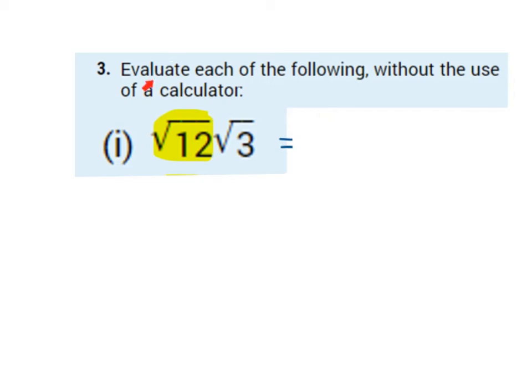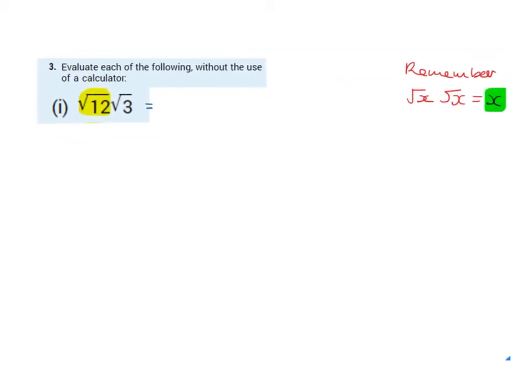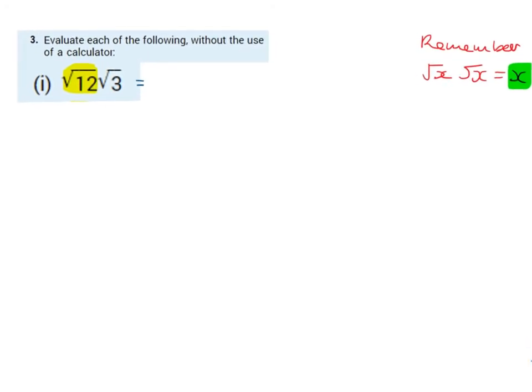Question 3. Evaluate each of the following without the use of a calculator. So part 1, root 12 root 3. These are stuck together, which means they're multiplied. Now it's important to remember when we're working through these questions that root x means root x multiplied by root x, which will give us x. So for example, root 2 will give us 2, root 3 will give us 3, root 7 will give us 7, and so on.